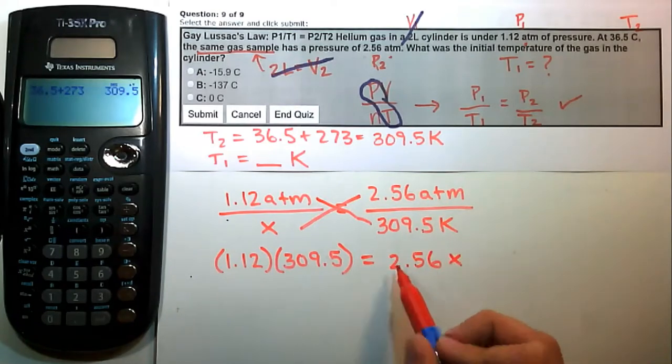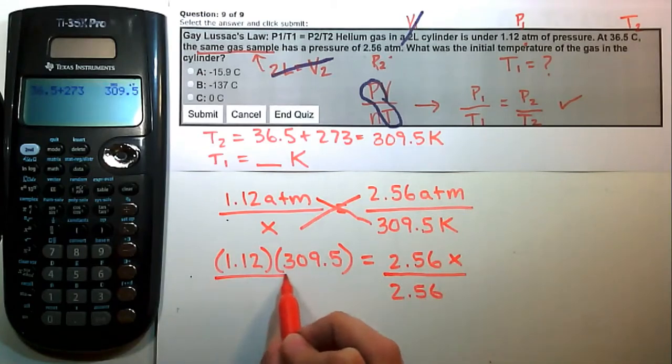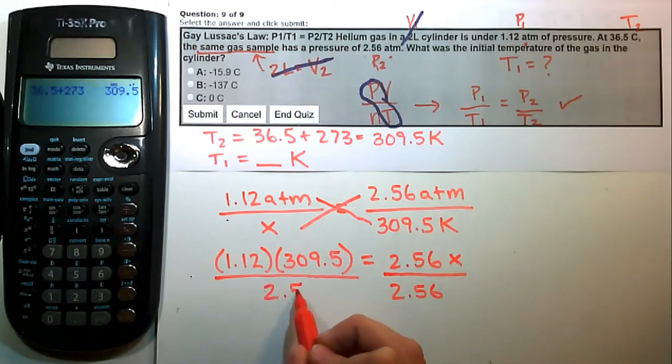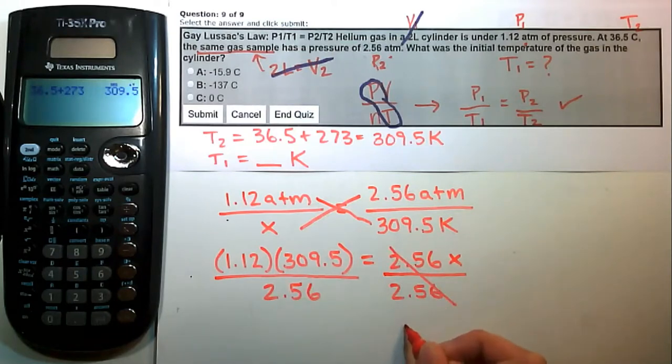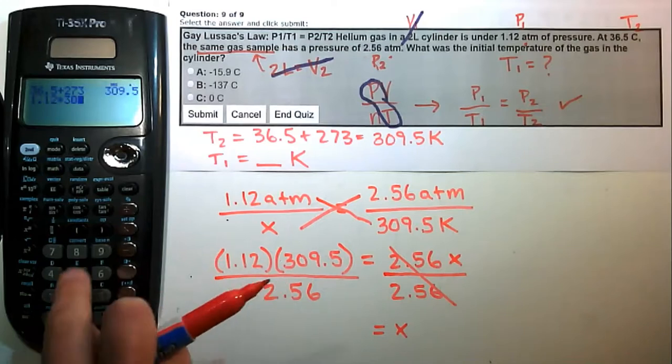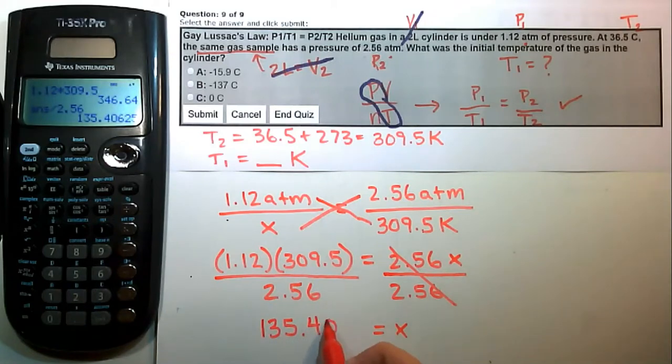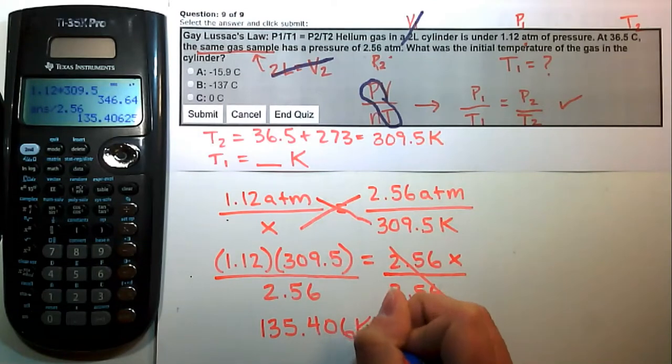To get x by itself, we just need to divide by 2.56, and we need to do that on both sides. And so we're left with x equals 1.12 times 309.5 divided by 2.56. And that gives me 135.406. And of course my answer for T1 came out in Kelvin, so I'm going to put Kelvin next to it.